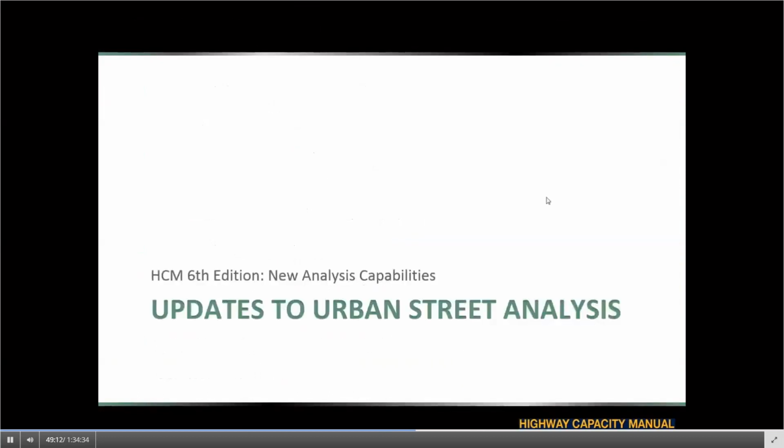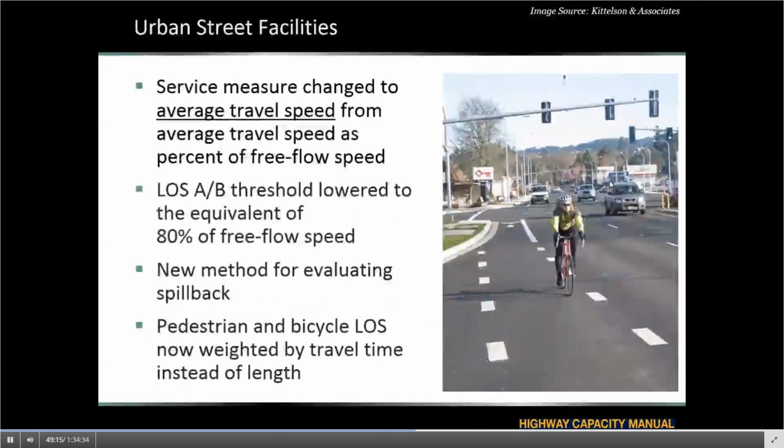Let me go through a few key updates on the urban street side. Again, we will provide much more detail in future webinars. One change for urban street facilities is that the service measure, so that is the performance measure that defines level of service, has been modified to refer to just the average travel speed as opposed to the average travel speed as a percent of the free flow speed. So there's a modification there. Some changes to the level of service A-B threshold that were lowered to the equivalent of an 80% free flow speed. So these are both changes that will impact the results. If you've done urban streets analysis in HCM 2010, these are some changes that will directly impact your results.